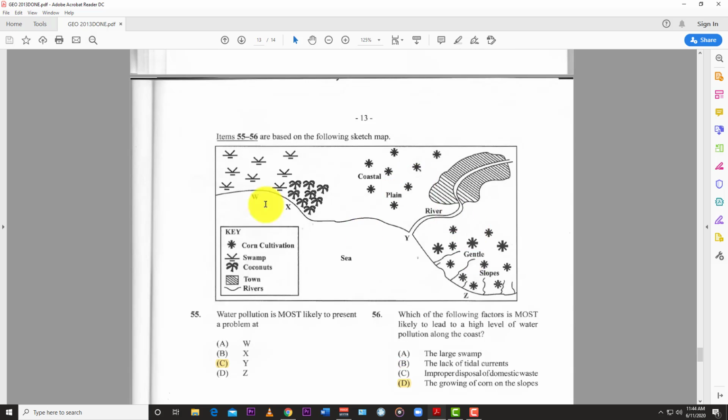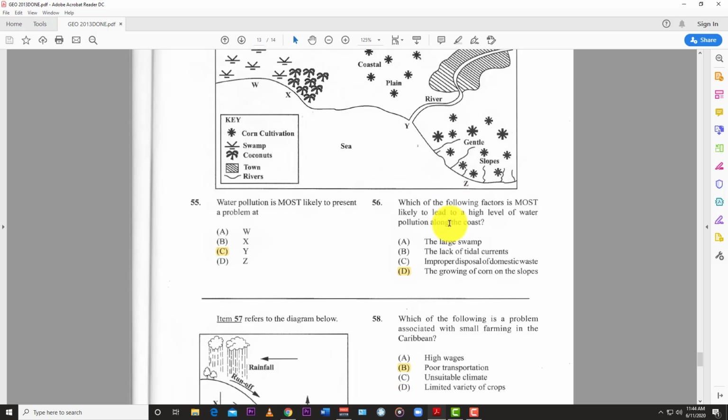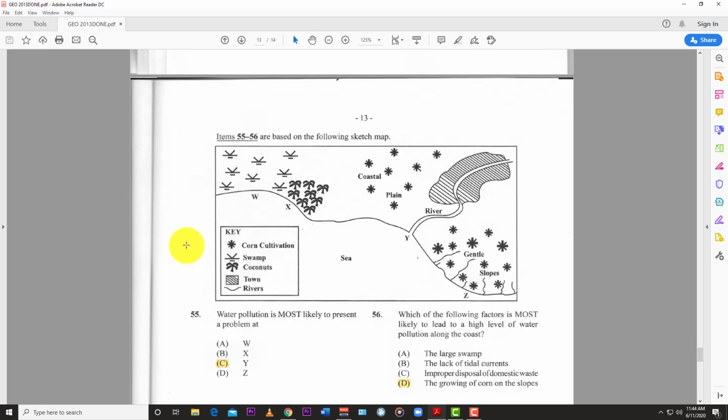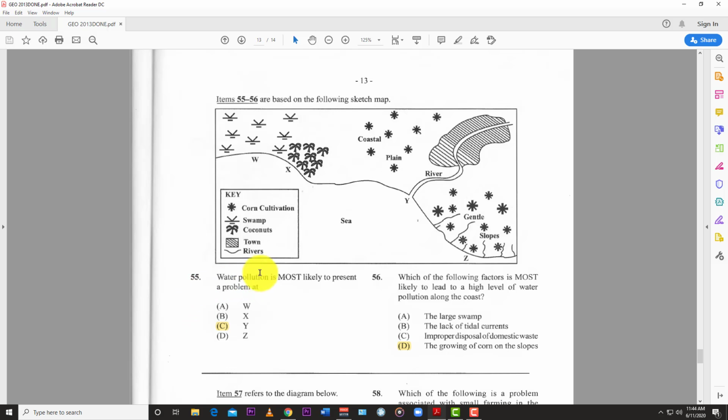This diagram is for 55 and 56. And you see the diagram right here. 55, water pollution is most likely to be present as a problem at, and of course the answer is C, Y, which is the sea and the river. Alright, because if you have the croplands right there and the towns right there, people are going to dump the waste into this, and it's going to run down into the river and into the ocean.